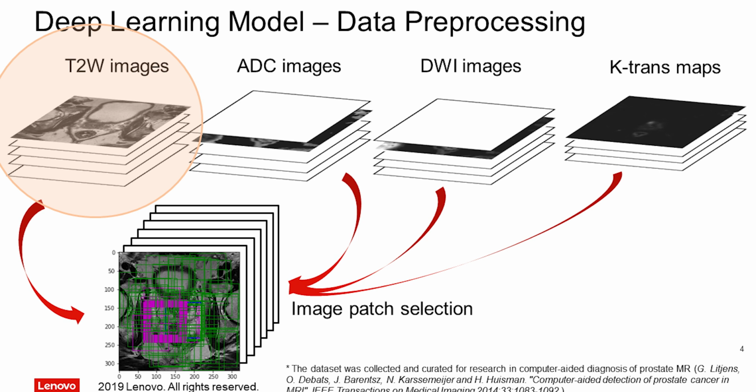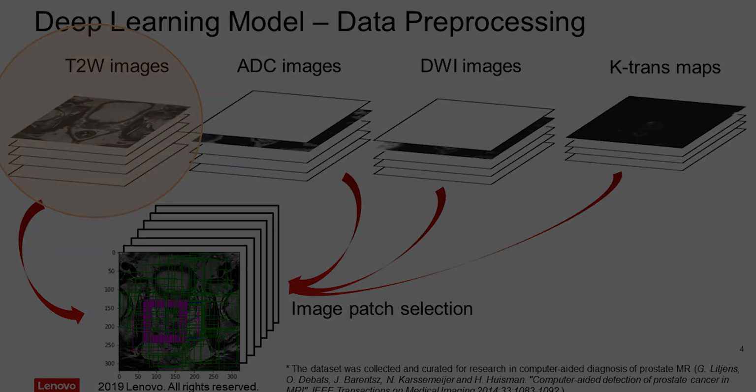For each patient, there are at least 4 different MRI images, called modalities, including the T2 weighted images, the diffusion coefficient images, the diffusion weighted images, and the K-trans map images. Then we randomly select image patches across all 4 different image modalities, coordinate them, and put them together.